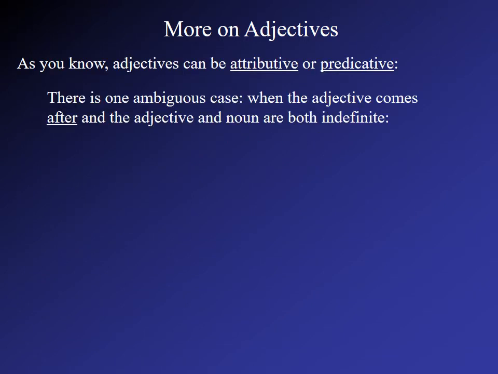Now there is one ambiguous case. That is when the adjective comes after the noun and both the adjective and the noun are indefinite. So for instance, eretz tov. Now let's think about our attributive rules. If attributive adjective, the adjective must come after the noun. That is true in this case. For an attributive adjective, the noun and the adjective must agree in definiteness. Here they are both indefinite. So it is possible to translate this as a good land.